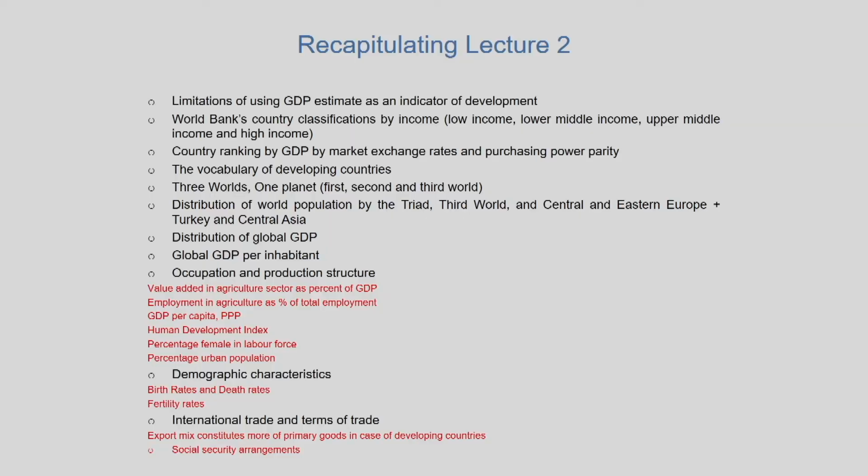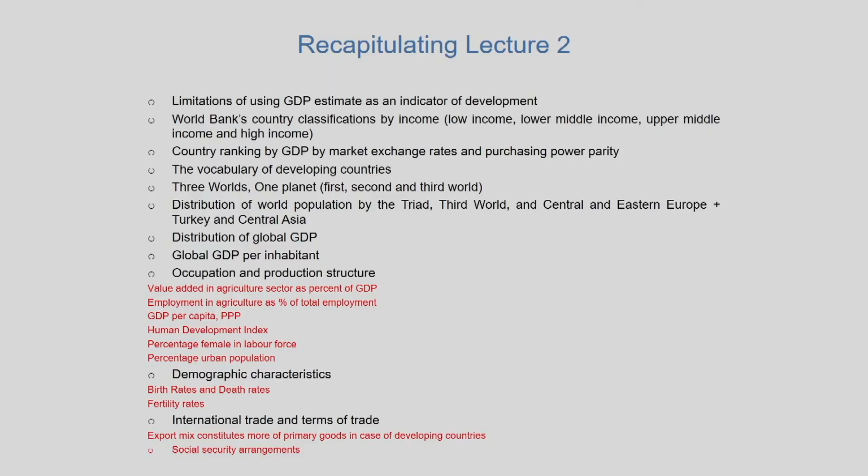We also looked at the World Bank's country classifications by income. While the vocabularies developed countries, developing countries, underdeveloped countries are important in the literature, as are the first world, second world and the third world, it is also important to look at country by income classification, primarily because these distinctions have become fluid or less rigid in recent years.